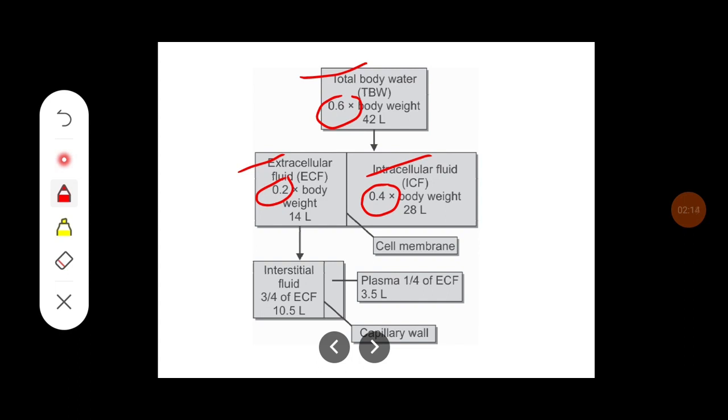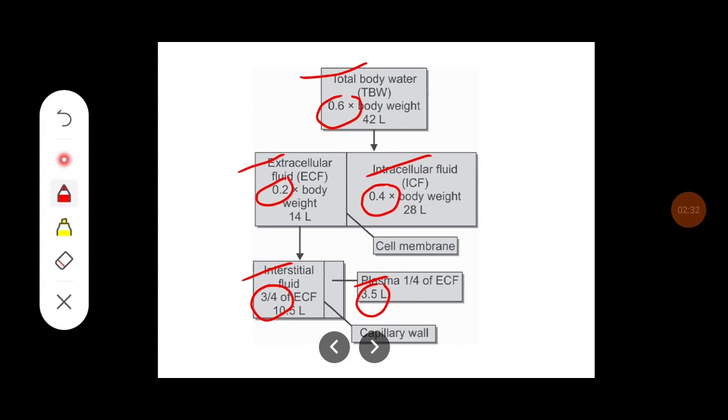And the extracellular fluid can again be divided into interstitial fluid and the plasma. So amongst 20%, 3/4, that is 75%, is interstitial fluid and 25% is plasma.